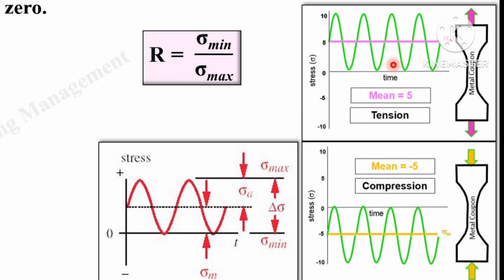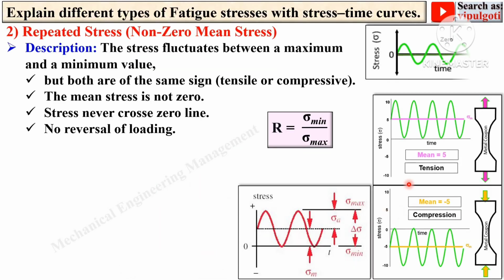Here mean stress is 5. Here mean stress is -5. Stress never crosses this zero line. Again it will be repeated like this, but it will never cross this zero line. Here also you can see no reversal of loading.